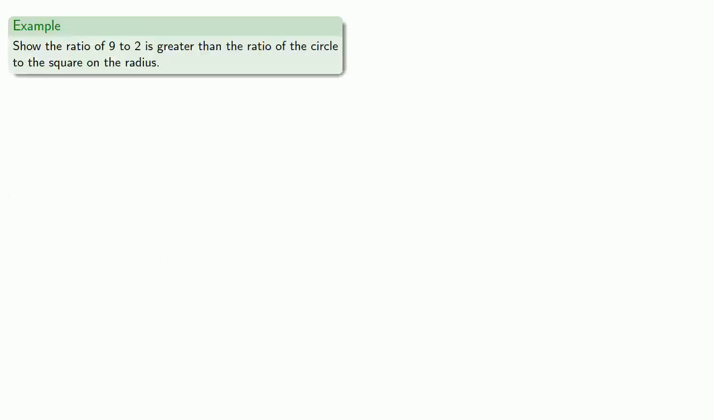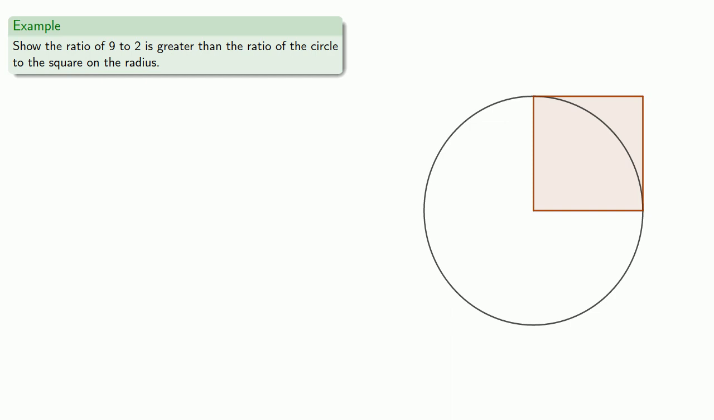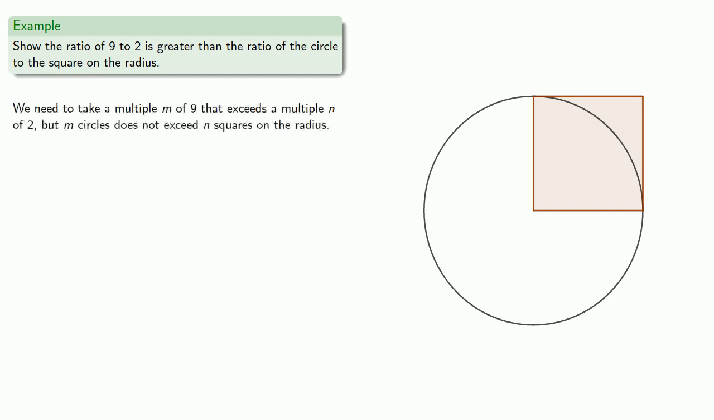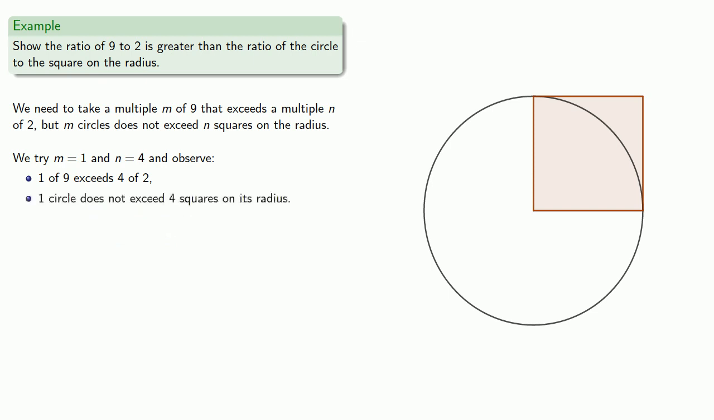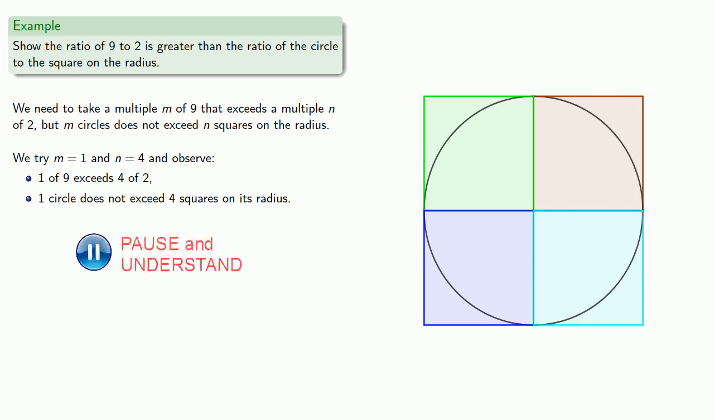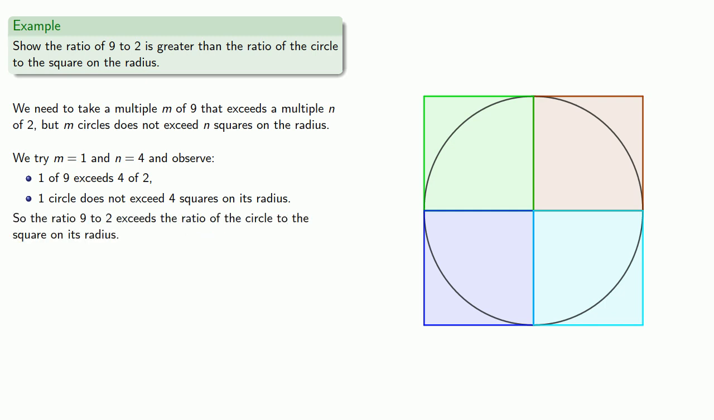So, for example, let's show that the ratio of 9 to 2 is greater than the ratio of the circle to the square on the radius. So we need to take a multiple m of 9 that exceeds a multiple n of 2, but m circles does not exceed n squares on the radius. For example, we might try m equal to 1 and n equal to 4, and we observe that 1 of 9 exceeds 4 of 2. But if I look at the geometry, 1 circle does not exceed 4 squares on the radius. And so the ratio 9 to 2 exceeds the ratio of the circle to the square on its radius.